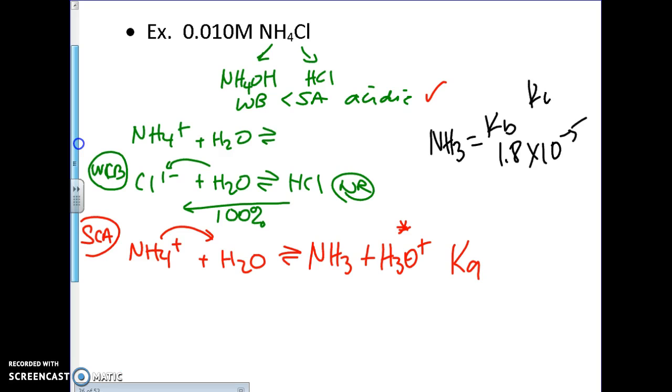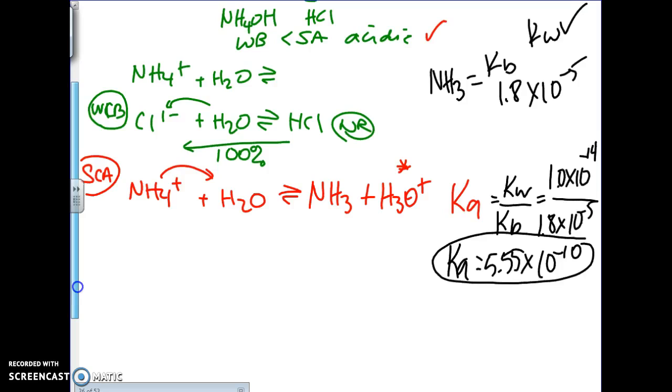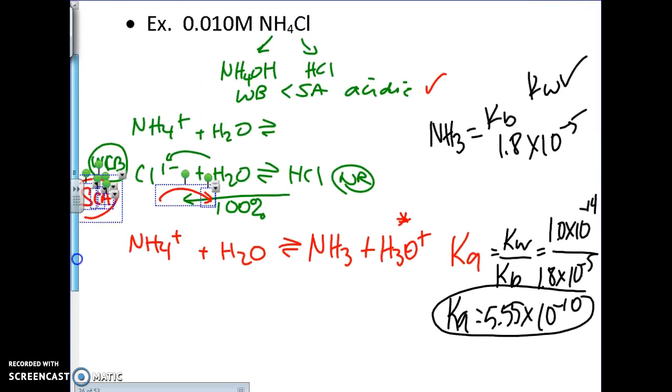So we always know the Kw again, so then to find the Ka of ammonium, the conjugate acid of ammonia, you're going to do Kw divided by Kb, so that's 1.0 times 10 to the negative 14th divided by 1.8 times 10 to the negative fifth. The Ka value of ammonium acting as an acid is 5.55 times 10 to the negative 10th. So that value is going to be used for our setup of the expression here in just a second. The concentration given is 0.01 molar.